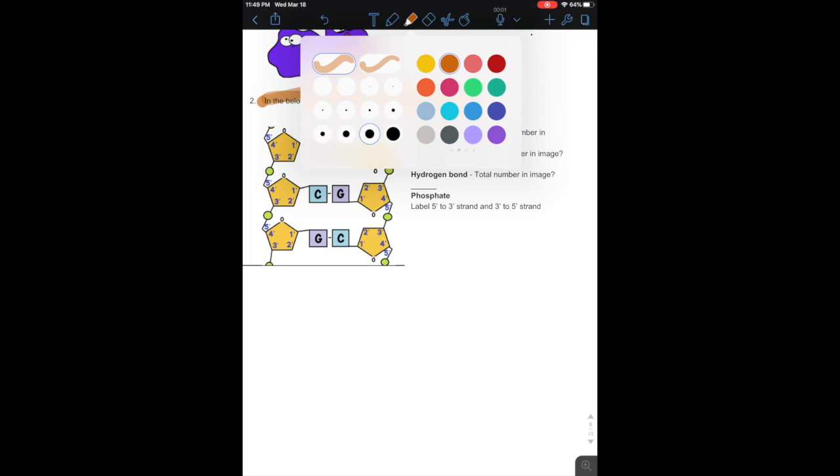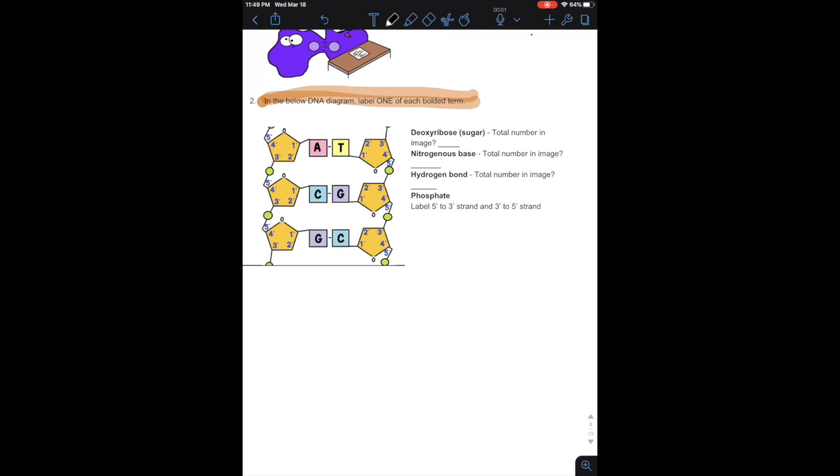Number 2, in the below DNA diagram, label one of each of the bolding items. So you should have tried your best to label the items. Deoxyribose, which is the sugar in DNA, that would be one of these. Total number in the image, 1, 2, 3, 4, 5, 6. Nitrogenous base, so nitrogenous base would be one of these: adenine, thymine, cytosine, or guanine. And there are 1, 2, 3, 4, 5, 6 as well.